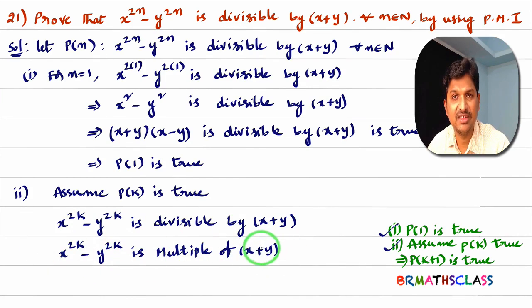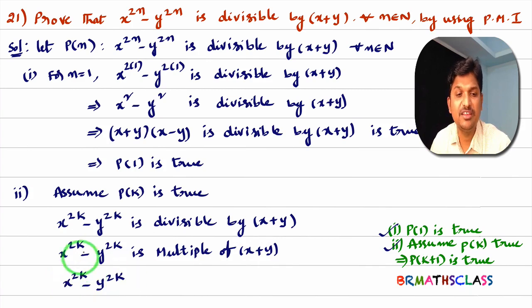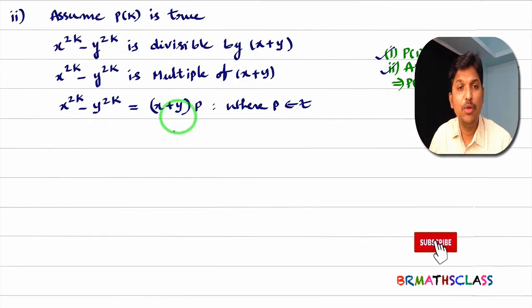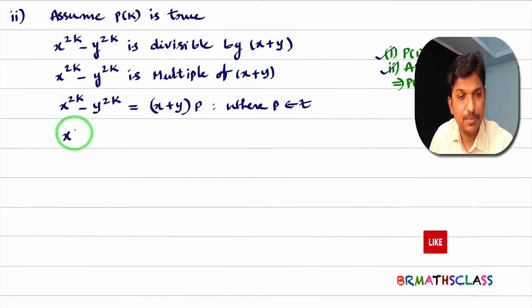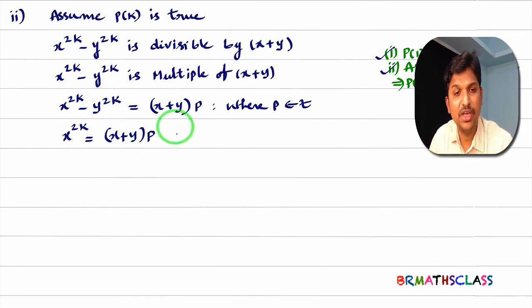Try to understand this. As it is a multiple of x plus y, what can I write? I can write x power 2k minus y power 2k as x plus y into some integer p. Here, what is p? Where p is an integer. I'll write one more simplification step from this. x power 2k equals x plus y into p. You take minus y power 2k to the right hand side, then it is plus y power 2k. I got this information from P of k.